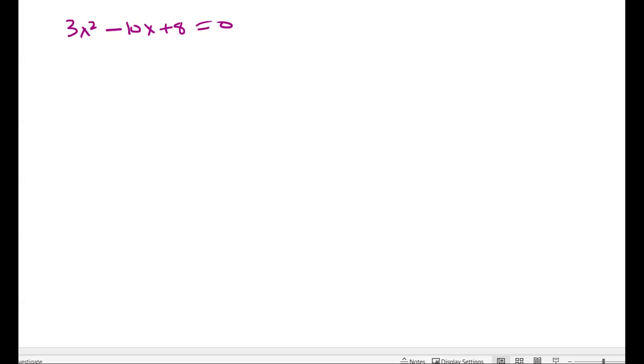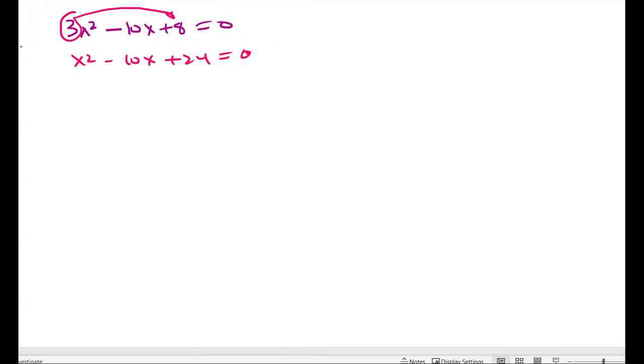Okay, so again, the first thing we need to do is take that 3 and move it to the back. So we need to multiply it. So take the 3, multiply it to the back. So we get x squared minus 10x plus 24 equals 0. Then we factor.